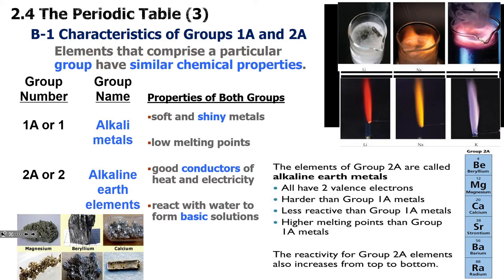Okay, the alkaline earth metals, beryllium, calcium, strontium, barium, and radium. There's some pictures there on the bottom left. They are different from the alkali metals. Alkali metals have 1 valence electron. Group 2 has 2 valence electrons, and we'll talk about valence electrons in a minute. They're harder than Group 1 metals. They're less reactive than Group 1 metals, and they have a higher melting point than Group 1 metals. The reactivity for Group 2A elements also increases from top to bottom. So as you get bigger, they are more reactive. That's the same with column 1.